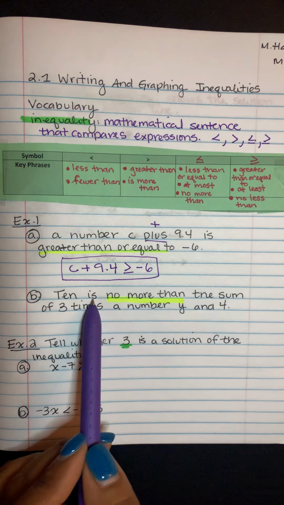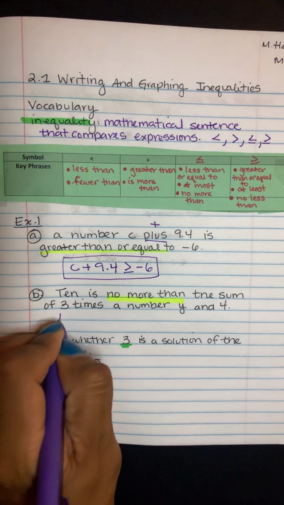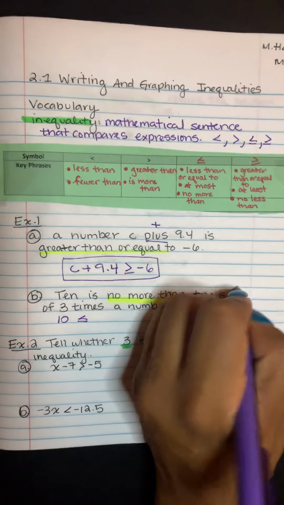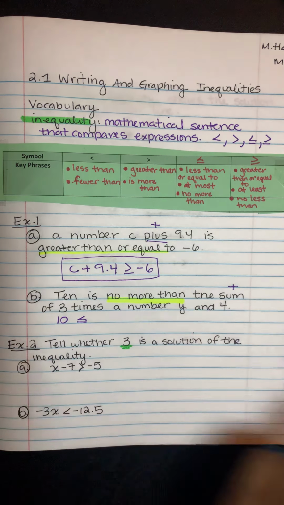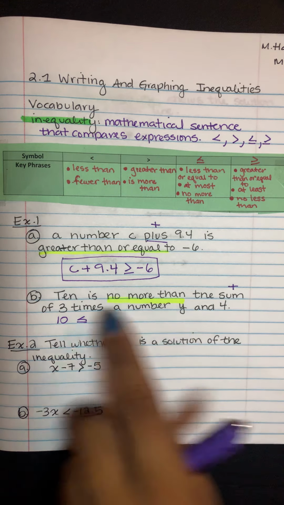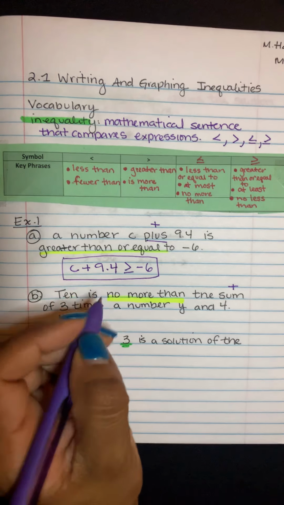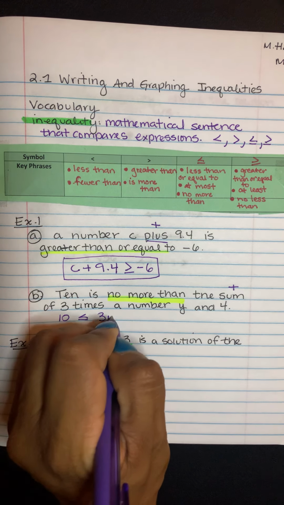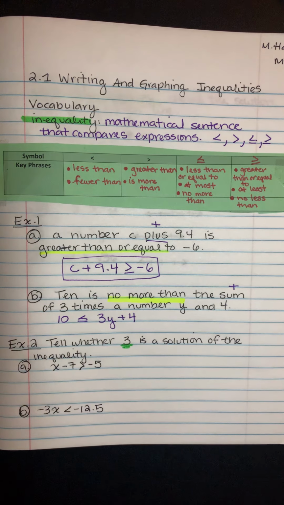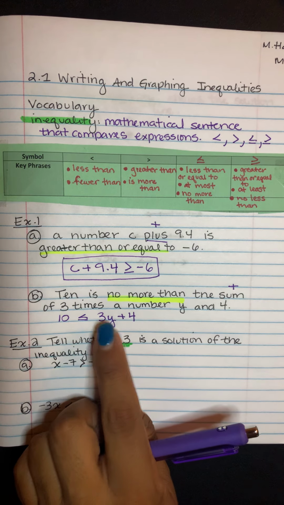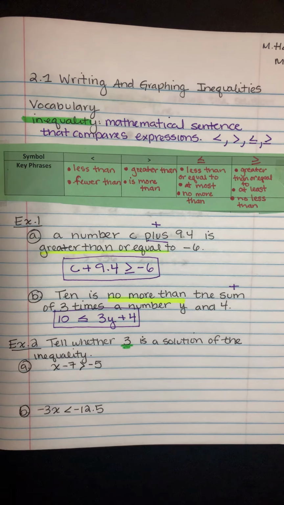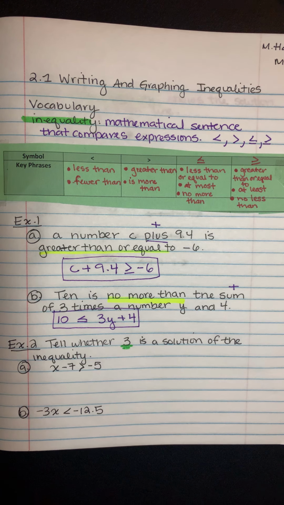So 10 is no more than. The number 10 is no more than the sum. The sum means that we are adding two numbers, two expressions. The sum of 3 times a number, 3 times the number y, so there it is, 3y, and 4. The sum of 3 times the number and 4. And there's your answer.